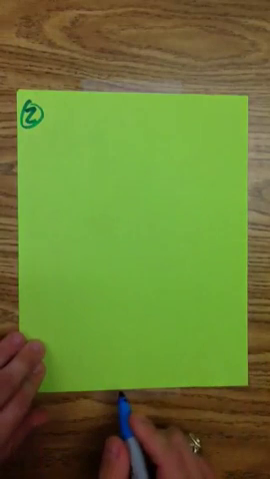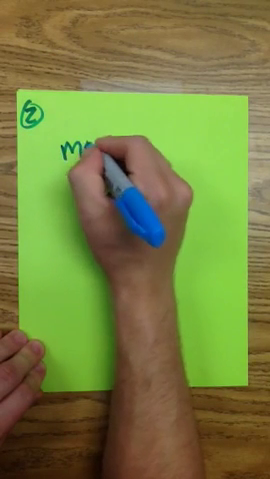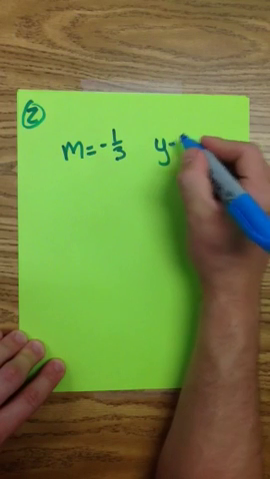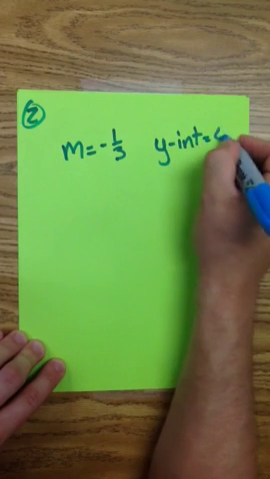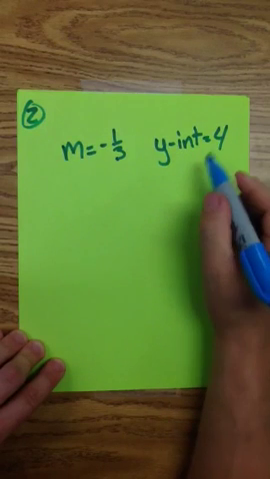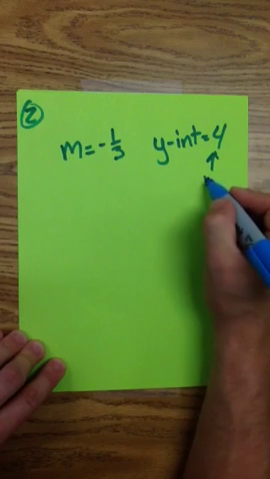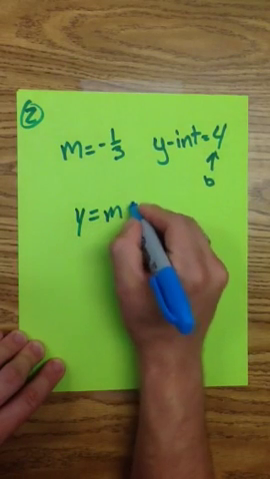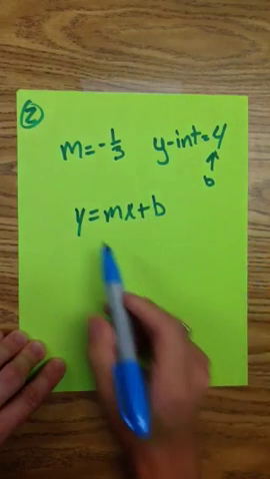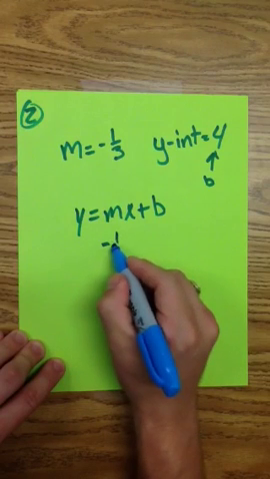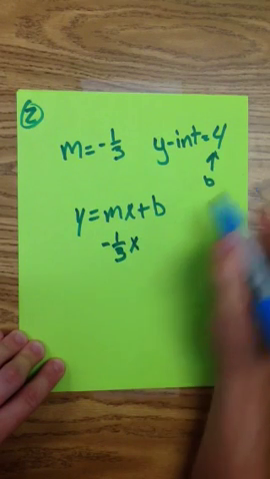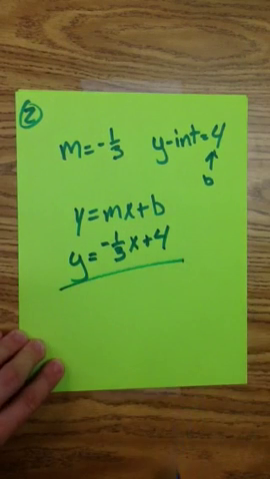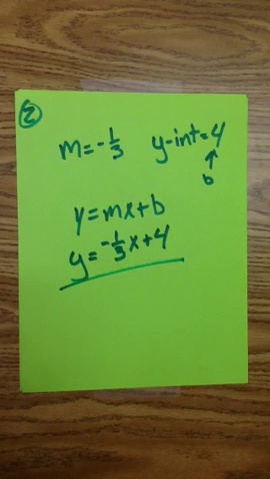Second way you might see this. Say the slope is -1/3. And they may just tell you the y-intercept is 4. In this case, again, I have everything I need. 4 is b, and my slope is -1/3. So I would write y equals mx plus b, and I would plug in the pieces of information I know. -1/3 x plus 4 would equal y, and that would be the equation of my line. That easy and that simple.